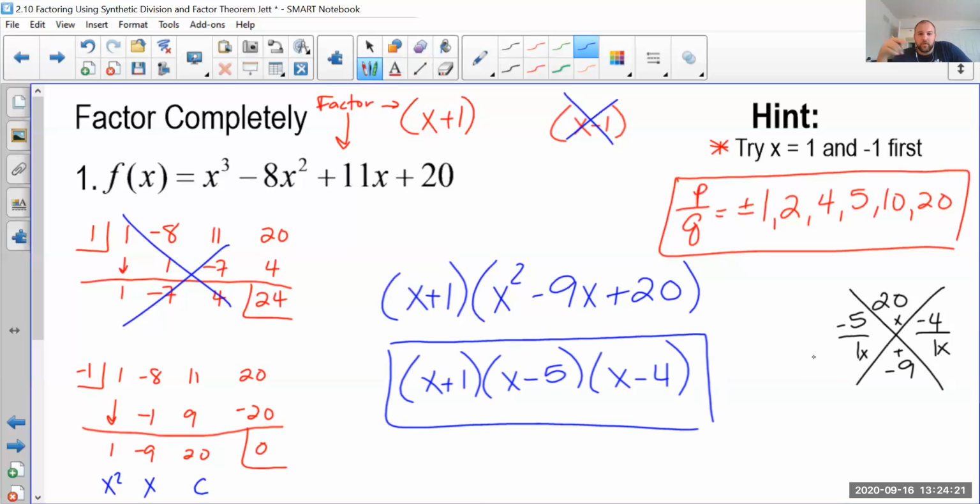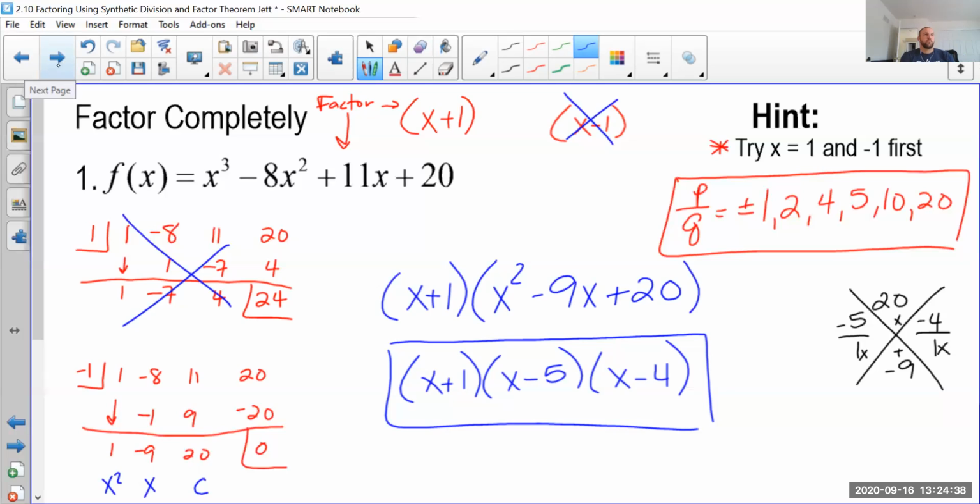So the only difference between these problems and problems we did before is that on these we just have to start trying things. If you get a remainder other than 0, it doesn't work. If you get a remainder of 0, then you're in that same place. I would recommend always trying 1 and -1 first.